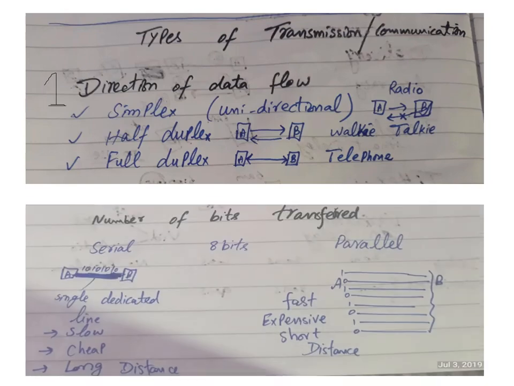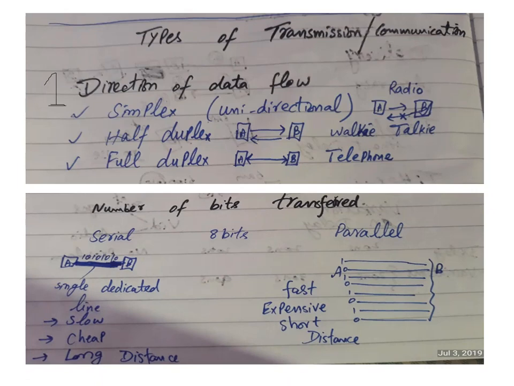And the next is types of transmission or communication based on the number of bits transferred. There are two types: one is serial communication and the other is parallel communication or transmission. Suppose there are 8 bits we want to transfer.